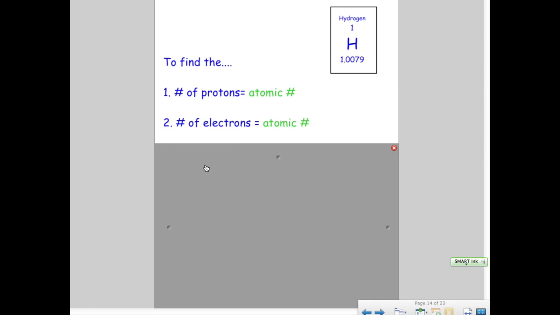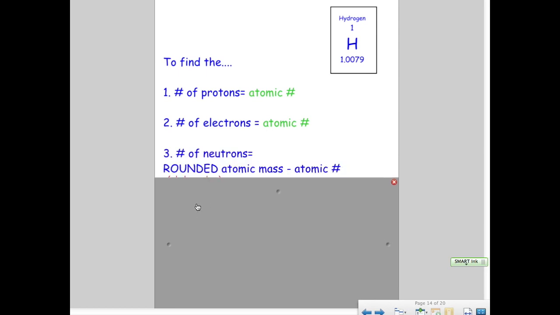Now, neutrons take a little bit more mathematical steps, but it's really simple. All you need to do to find the number of neutrons is round the atomic mass, which is here, to the nearest whole number. So 1.0079 is 1.